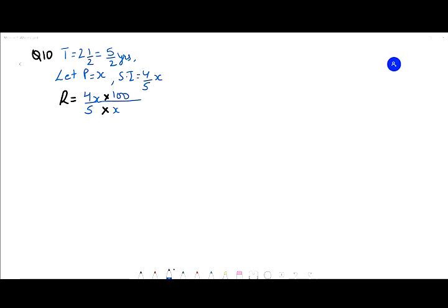Principal is here X and time is 5 and 2 will go up. Put the multiplication sign in between. There is an X, that's why I use the different color. Now I'll cut the X with X. 5, 20, and this 5 again 4. So my rate of percentage will be 4 into 4, 16 2 ja 32. This is an easy question. Moving to the 11th one.